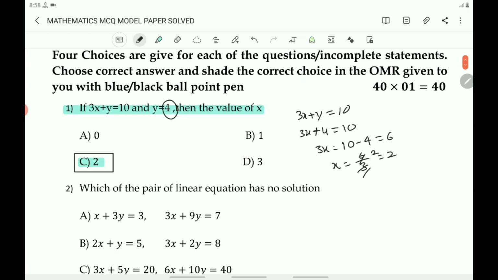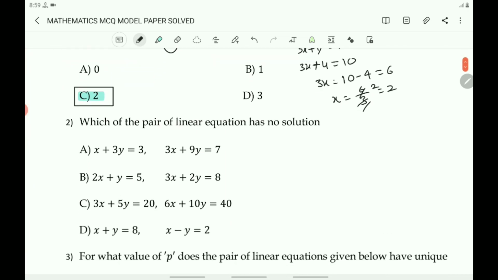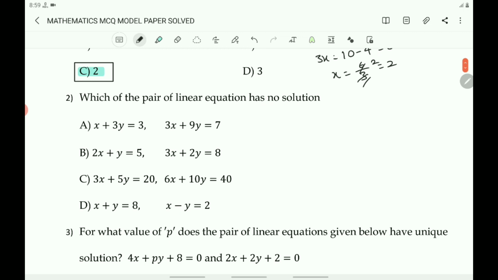Now you can verify here. If you take x equals 2, that becomes 3 twos are 6 plus 4 equals 10. Next you take the second question. Which of the pair of linear equations has no solution? Here, if there is no solution, you know the relation a1 by a2 equals b1 by b2, which is not equal to c1 by c2.